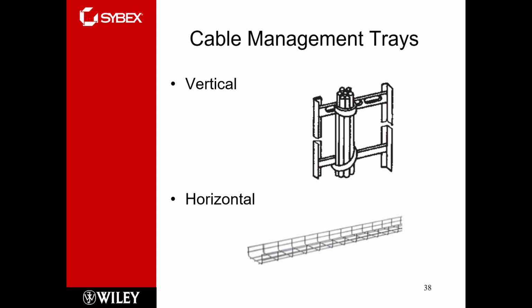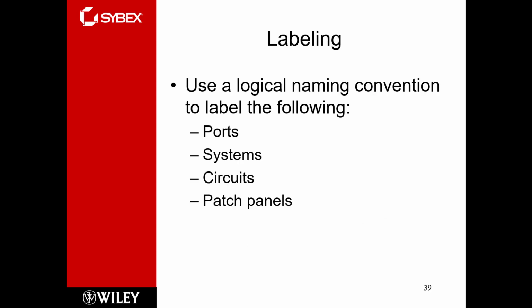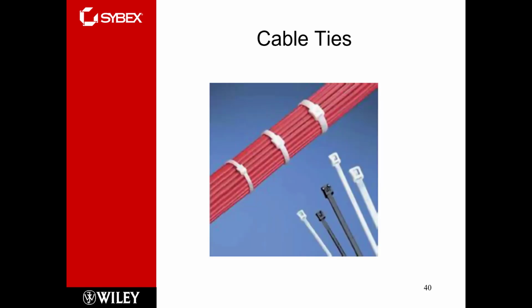So how do we organize things? We do that with labels. Labels are one of the big ones. Normally we will label the cable, the ports, the systems, the patch panels, the termination portions. We want to label the cable so we know where they're going to and where they're coming from. That's one aspect of it. We also have to be able to organize the cables using cable ties. That way the cables are all grouped together and we don't have to worry about them getting loose.